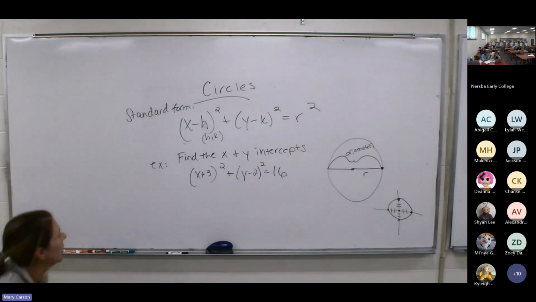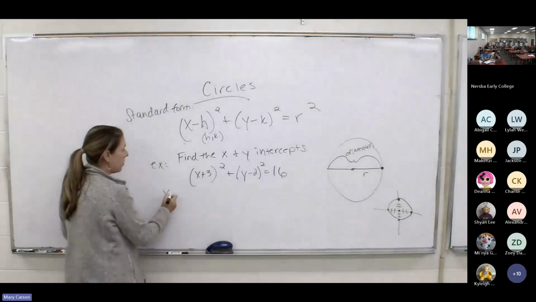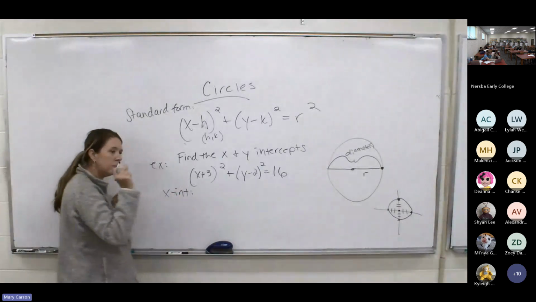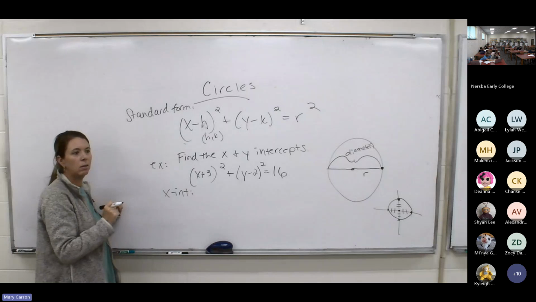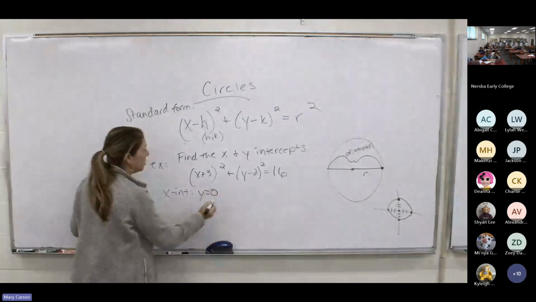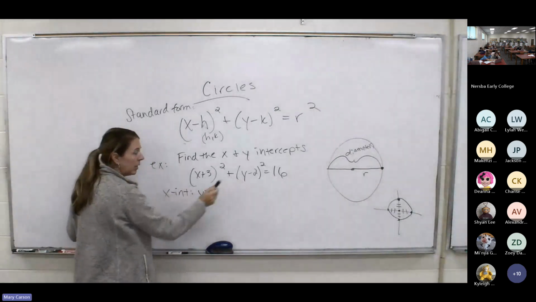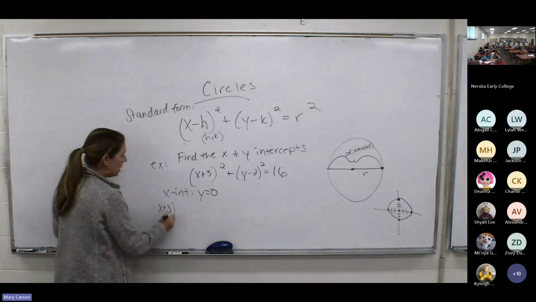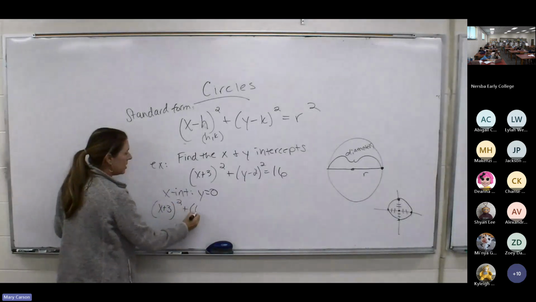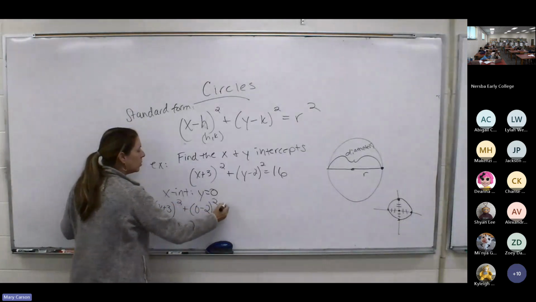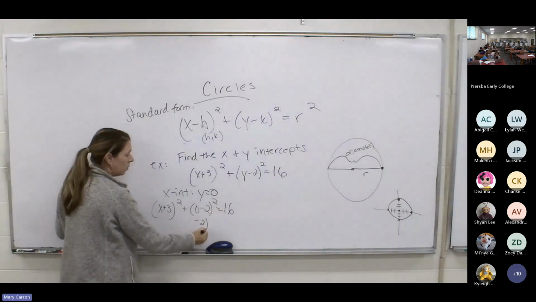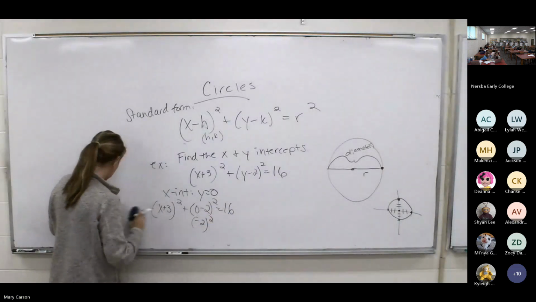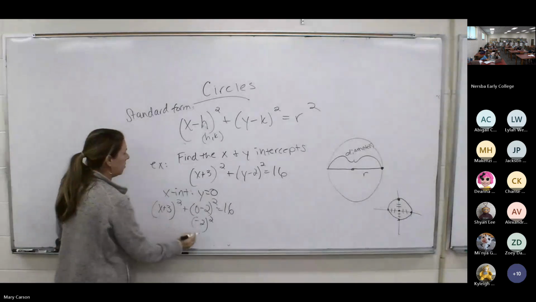All right, we ready? So how do I find the x-intercept? Let's go back over this. You guys gotta be able to spit this out. What do I do? X-intercept means what? Yes. So where there's a y, I'm gonna plug in 0. So you get x plus 3 squared plus 0 minus 2 squared equals 16. This would be negative 2 squared, which is what? 4.